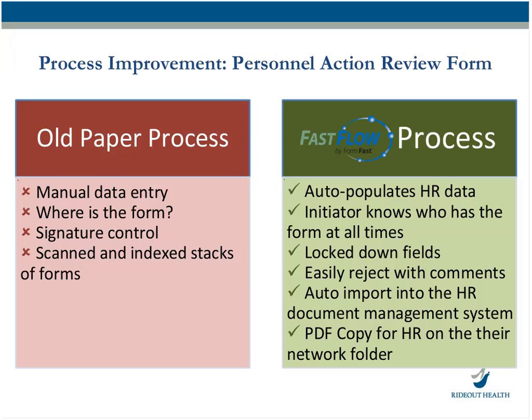They never knew where the form was. They had to go to the director and then the administrator and then back to HR. So they would have to call the director first and see if they had it, or then the administrator. For signature control, if a director leaves the organization, HR has certain guidelines in terms of whether they can route that personal action form to a manager or if it has to go straight to an administrator. With this old paper process, it could just get misplaced, but with FastFlow, they're able to pick exactly who the form goes to.